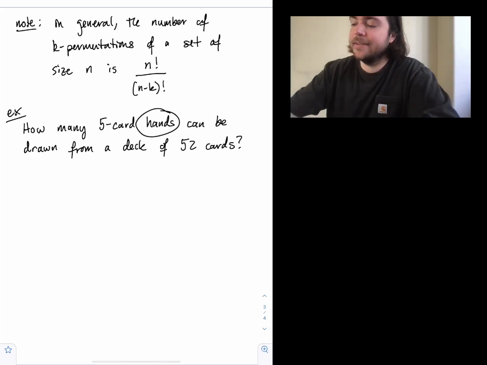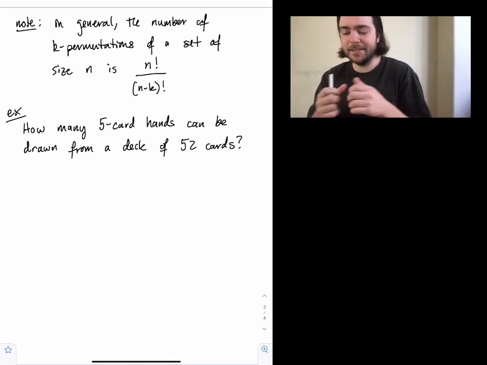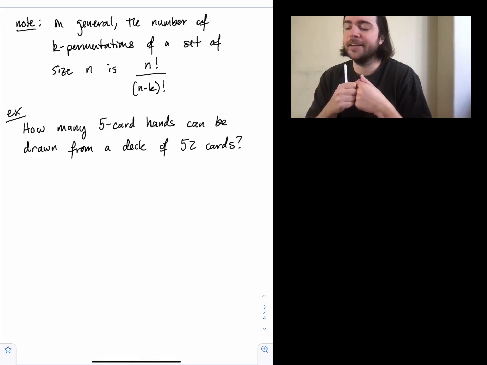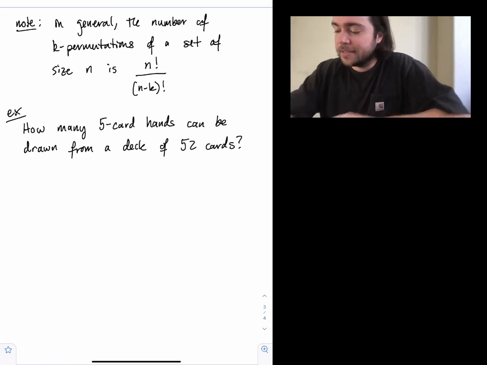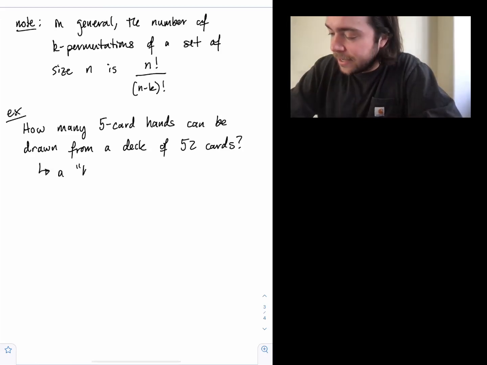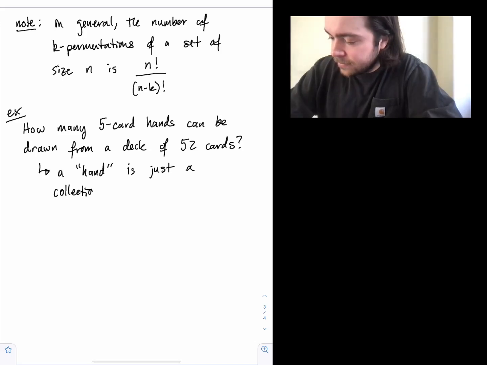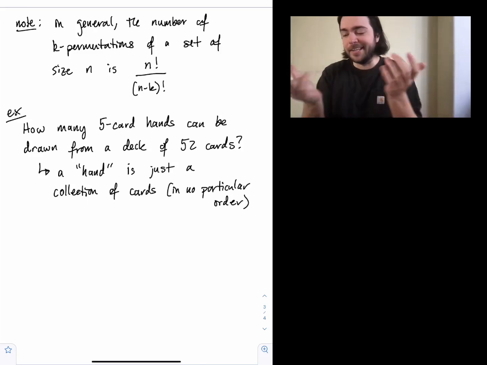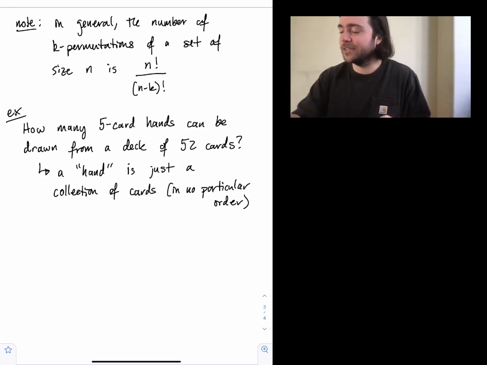So what is a hand? Well, when you play card games, a hand is just a set of cards that you're given. You can rearrange them however you want. That doesn't change your hand. All that matters for a hand is which cards you have, which cards are in your hand. So let me write that in case that's not familiar. A hand is just a collection of cards, in no particular order. We just care what cards are in your hand. We don't care what order they are in, we just care which cards are there.